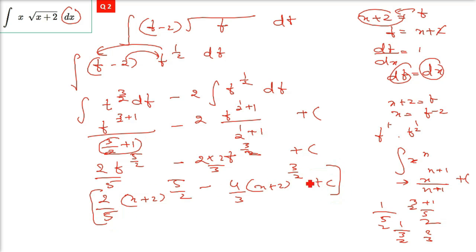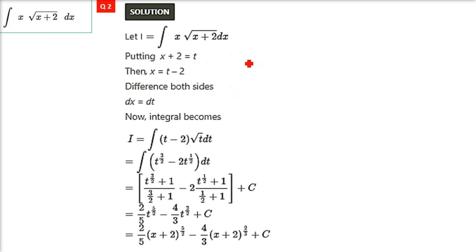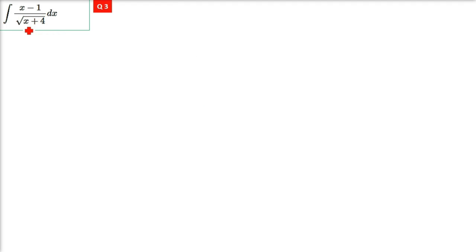From here to here, this is the answer. Okay, what we discussed is right in front of you, and this is the clean way of doing it. Next is the integral of (x minus 1) divided by under root (x plus 4) dx.